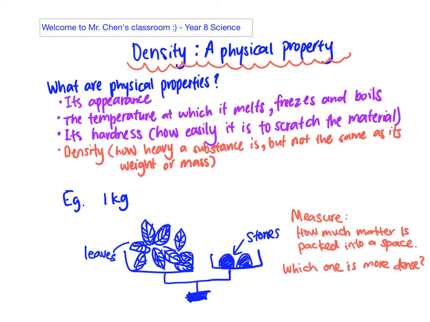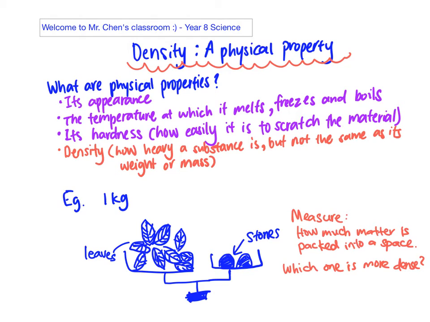Chan's classrooms. So today in science, we will be looking at this term called density. Density is a form of physical properties. So before we begin, I want you to know what physical properties are. Physical properties are things we use to describe a thing, a matter.